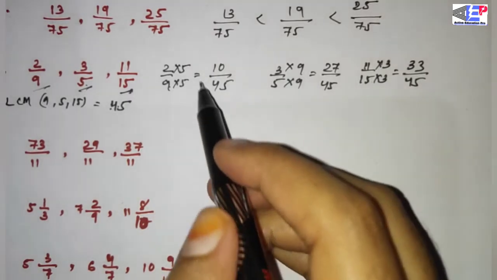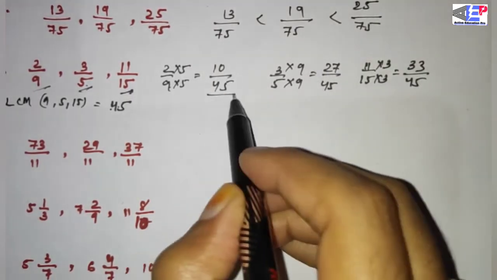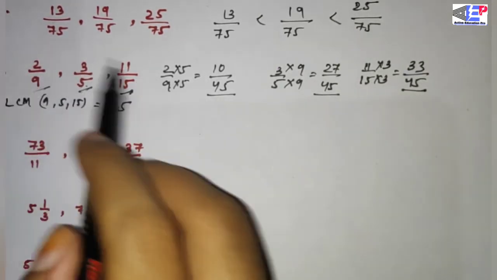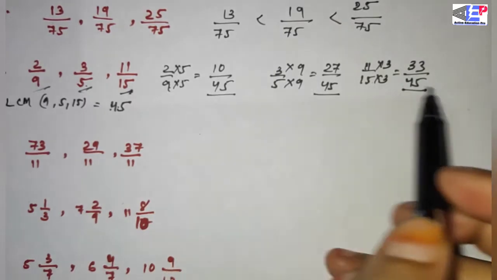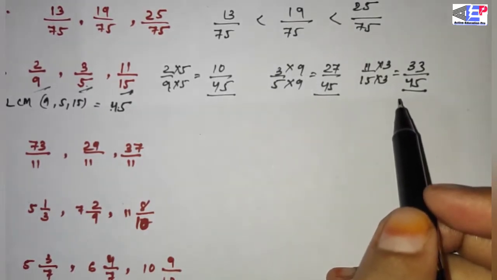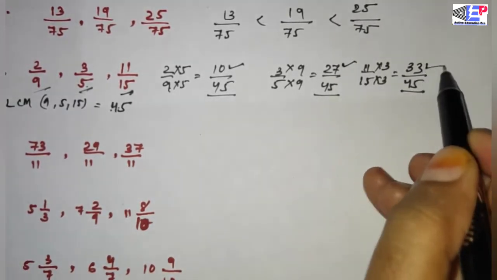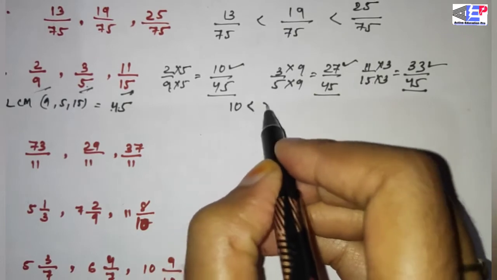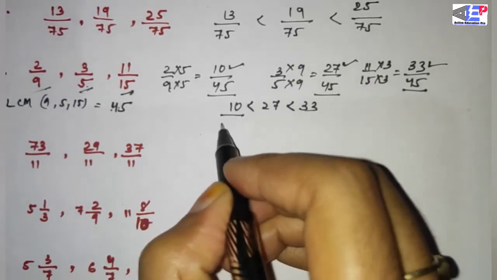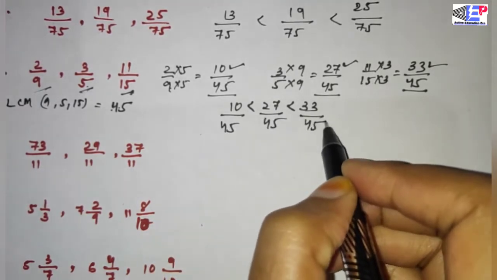So now 10 by 45, 27 by 45, 33 by 45. These are the new equivalent fractions of these three fractions. Now these are like fractions, so it is easy to compare which is greater and which is smaller. You know 10 is less than 27 is less than 33. So now I can write here 10 by 45, 27 by 45 and 33 by 45.